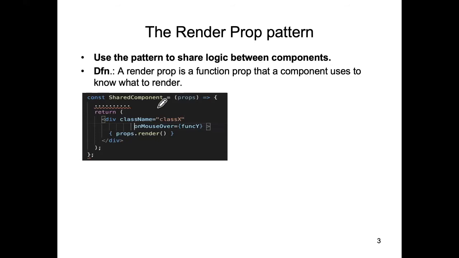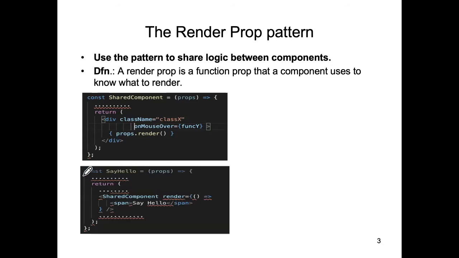Here's a simple abstract and very simplified illustration. So I've got this component, which I've purposefully called the shared component. And you can see in the middle of its JSX, it's going props.render. It seems to be expecting a prop called render, which it expects to be a function, and it's calling it. Whatever that function returns, that's going to be inserted into this overall JSX. Okay.